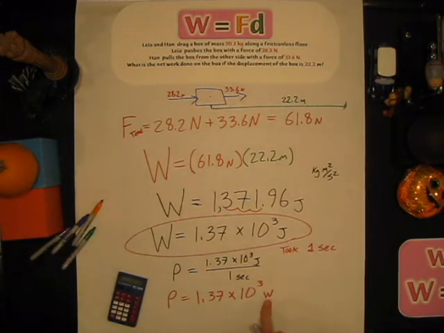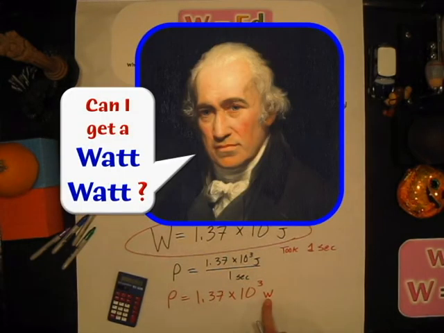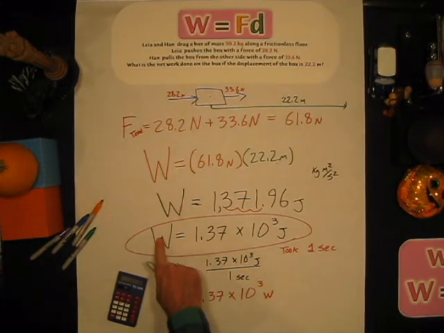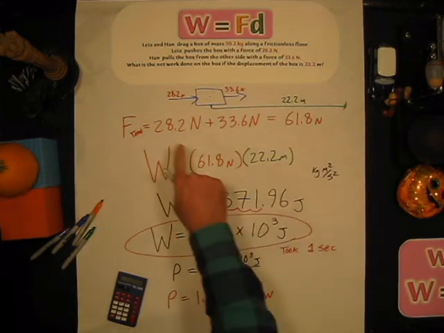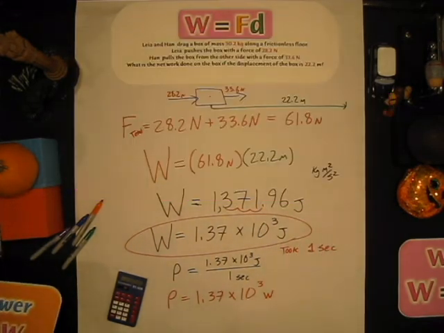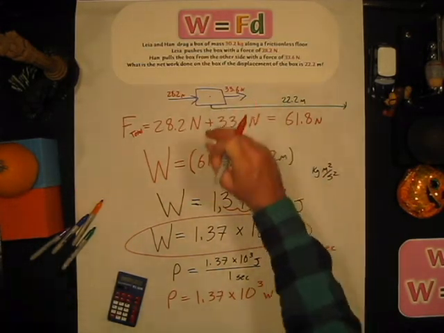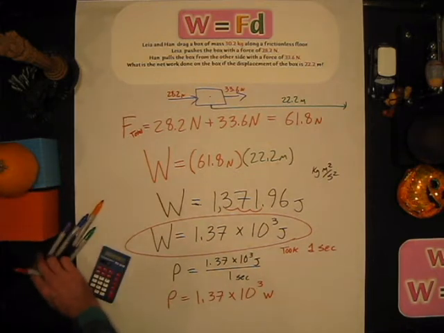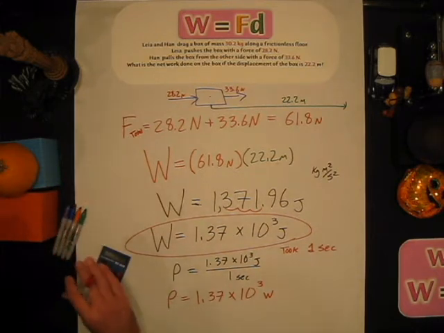Isn't it funny that the unit for power is watts, a W, and the unit for work is joules, and the unit for force is newtons? All of these are proper names. All of these were great scientists and engineers that made breakthroughs that led us to the world we have today.